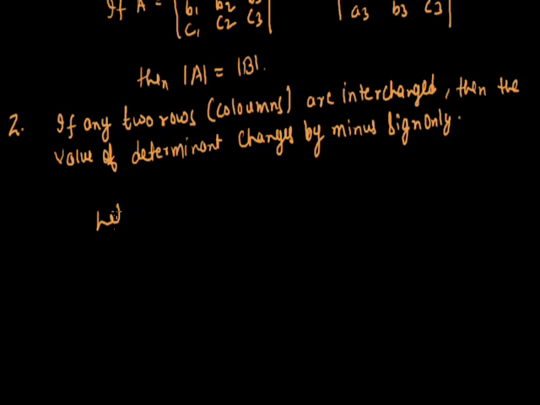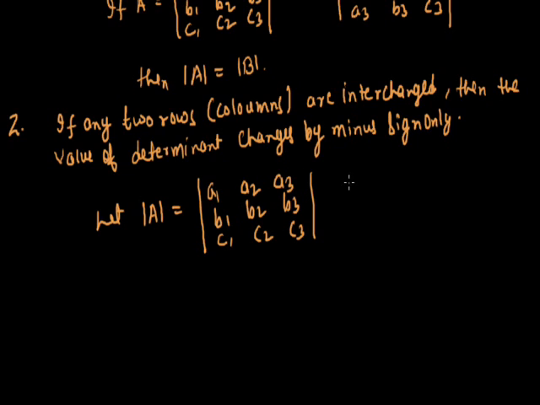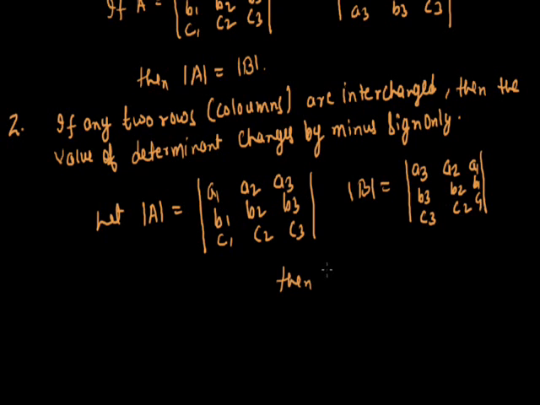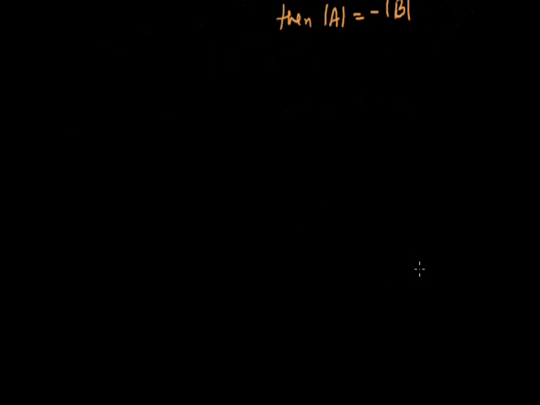For example, let determinant A equal A1, A2, A3, B1, B2, B3, C1, C2, C3, and determinant B equal the same with changes. If we change any two rows or columns, suppose we are interchanging column 1 and 3, it will be like this: A3, B3, C3, A2, B2, C2, A1, B1, C1. Then determinant A will be equal to minus of determinant B.